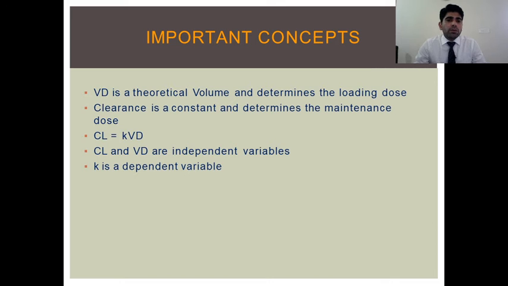Now we come to the third relationship: clearance is equal to K into VD. K stands for the elimination rate constant and VD is the volume of distribution here. Let me tell you, clearance and the volume of distribution are independent variables, and in this relationship K is the dependent variable.